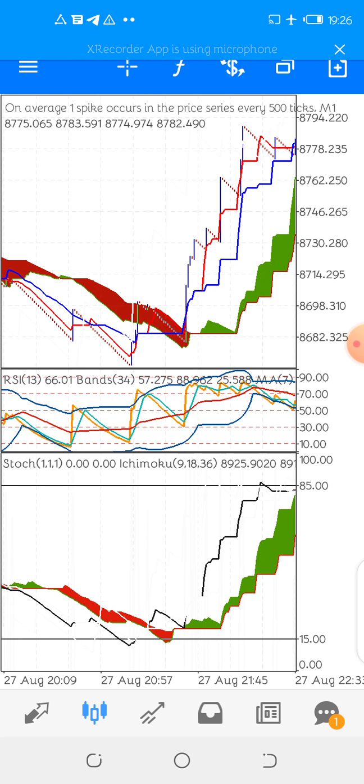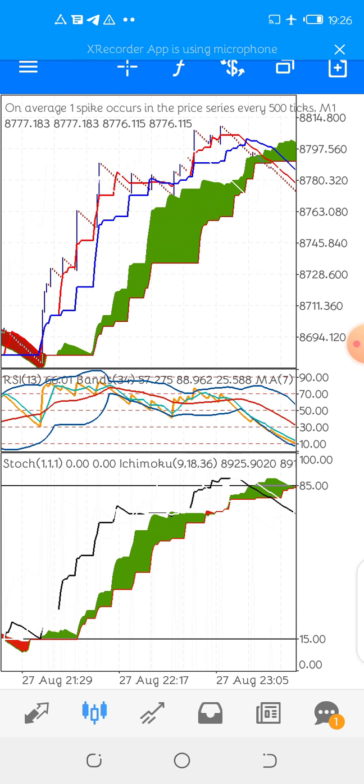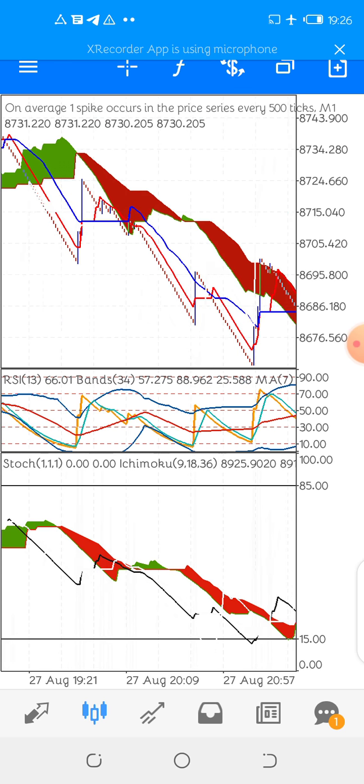So as long as you've crossed the cloud, the other side will always be spiking. Okay, so that's it for today, guys, and happy trading.